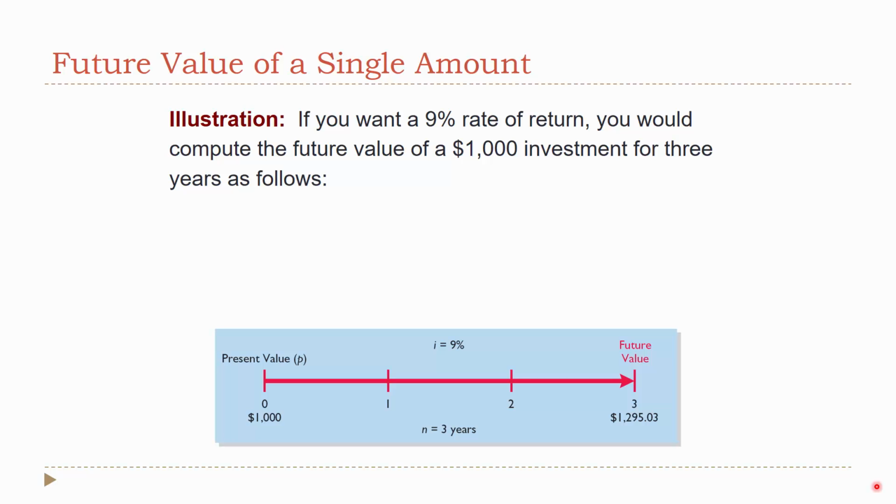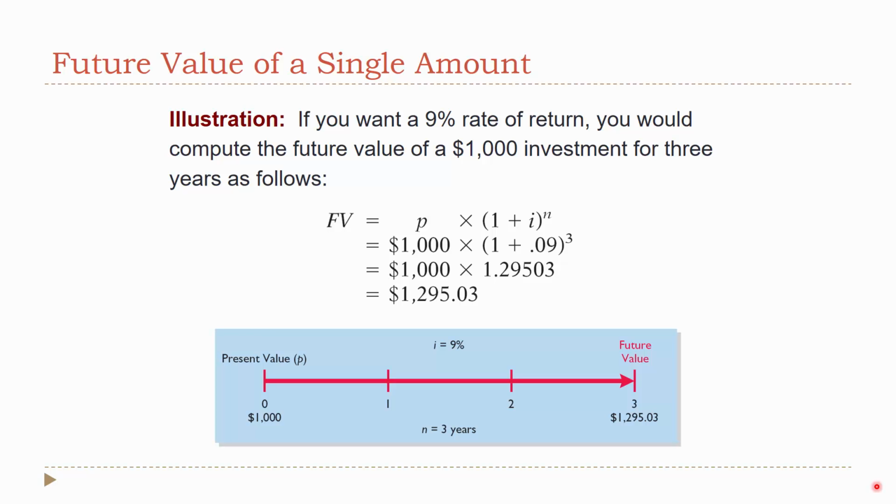If you want a 9% rate of return, we're hoping to put our money in the bank and get 9% on it. We would compute the future value for 3 years then as follows. We would take the $1,000 times 1 plus the interest rate, which is 0.09, to the third power, which tells us then that if we get that 9% compounded for the 3 years, the value would be a little over $1,200.